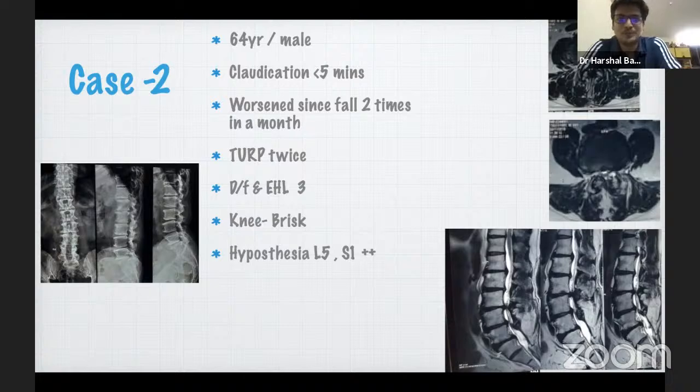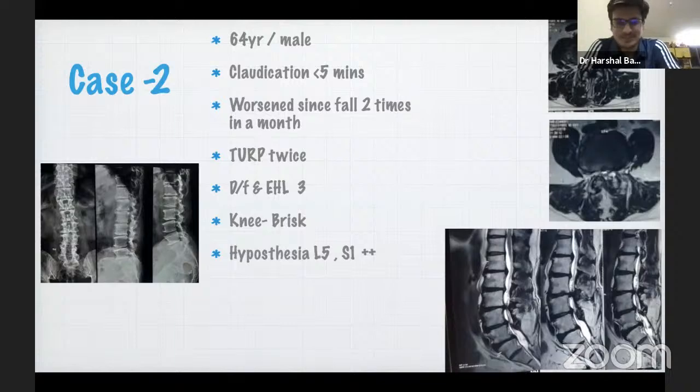This is a 64-year-old male. Claudication time was less than 5 minutes. The claudication was acute on chronic because he had fallen 2 times in the last 1 month, and the symptoms have worsened. He underwent TURP twice in the last 5 years. The ankle dorsiflexors and EHL bilaterally are 3/5. The knee reflex was brisk, and there was hypoesthesia significant on L5 and S1 bilaterally.